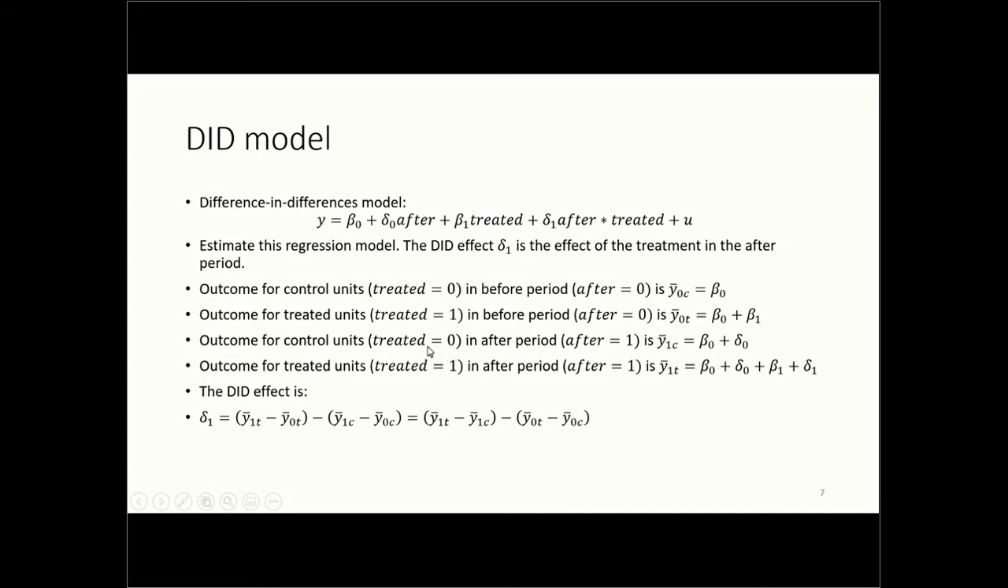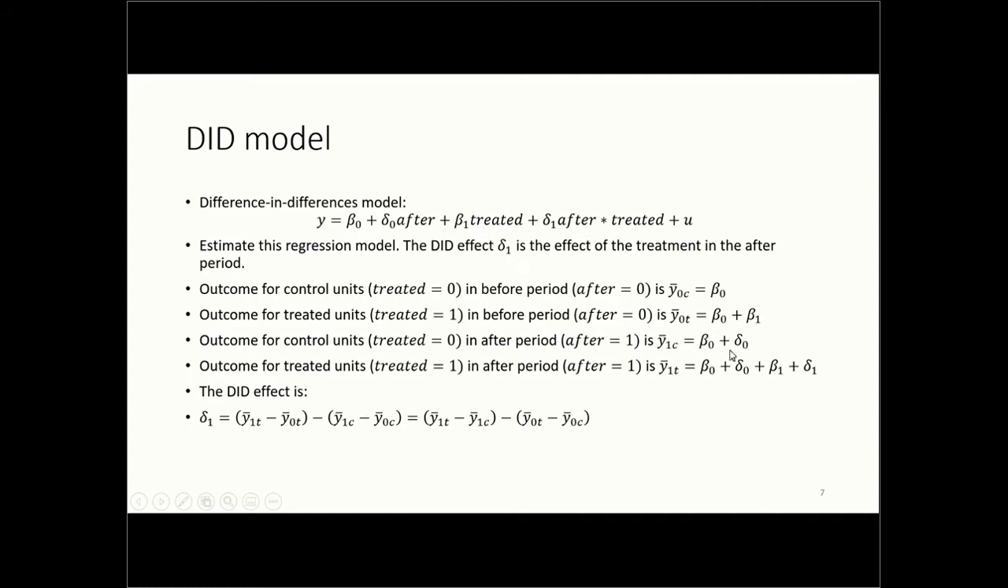So continuing on, for the outcome for the controlled units, treated would be equal to 0. In the after period, after would be equal to 1. And so what we would collect is this coefficient plus this coefficient. So treated would be equal to 0 here.